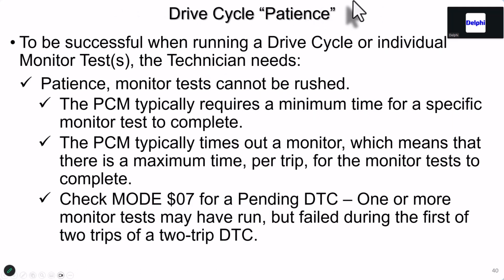Okay, part 2 of the drive cycle plan is patience. There is no tool out there that will force these monitors to run while you're driving the vehicle.